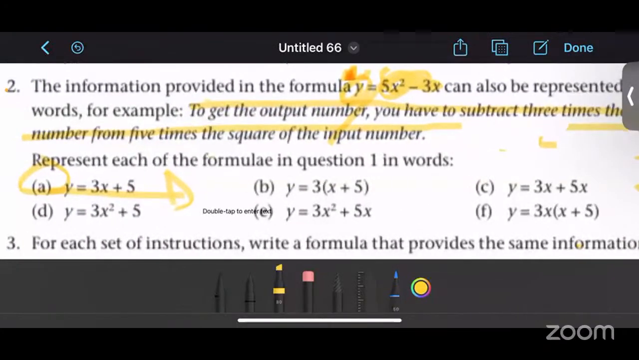So for A, we're going to write: to get the output number, we have to add 3 times the input number with 5. We add the two, this and that. Okay.